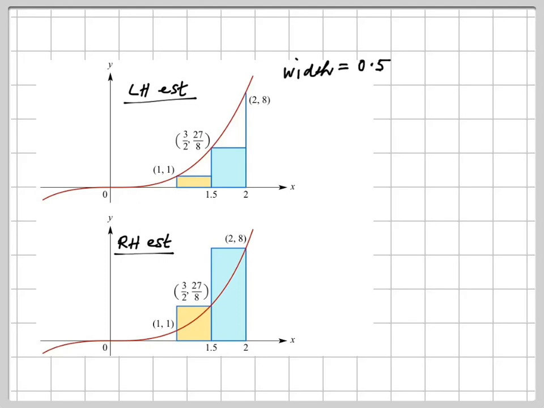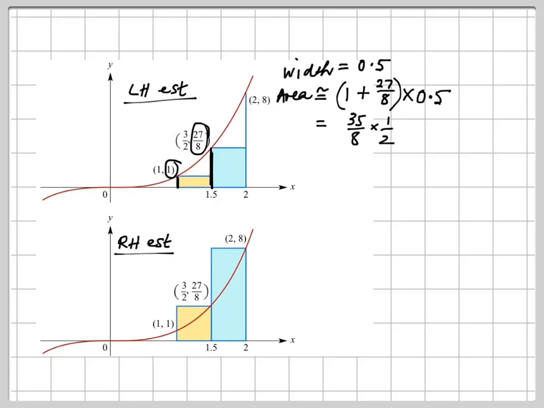Now, the width is 0.5, can you see that? We're just going to multiply that width by the heights. So the area would be 1, that's the first one, that's the y value, 1, when x is 1, plus 27.8, that's the second one, and we're going to multiply that by the width. That's the equivalent of working out those two rectangles individually: the first height times 0.5 plus the second height times 0.5 is equivalent to what I've just done there.